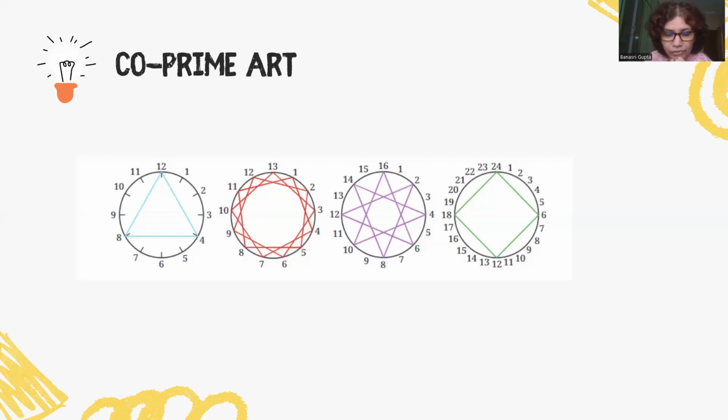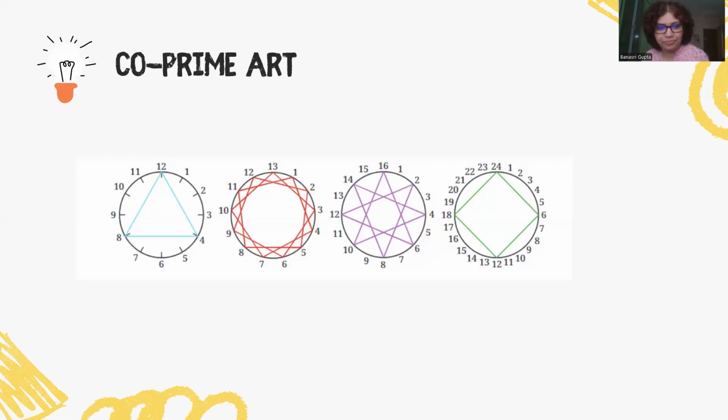So the next figure, if you see, the largest number is 16 and the gap is 6. So they have a common factor 2. So if you see this figure has some gaps, so some numbers are skipped. In the next figure also, many numbers are skipped because 24 and 6, there are a lot of common factors between 24 and 6 other than 1.